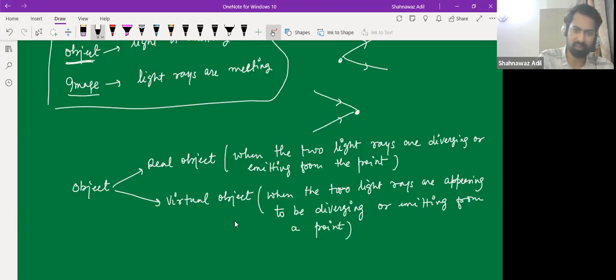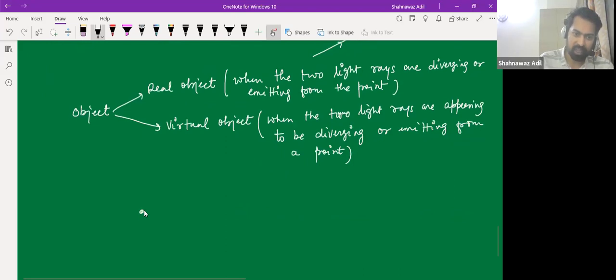So let's say for this case, we have this point and these two lights are emitting from this point, right? So what is this, a real or virtual object? What kind of object is this? Yes, right. Real. Real object. Because from this point the two light rays are emerging. So this is a real object, right?